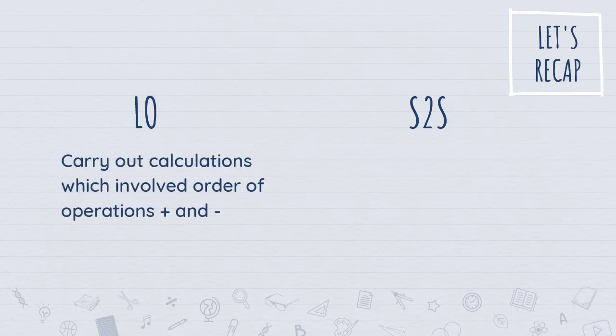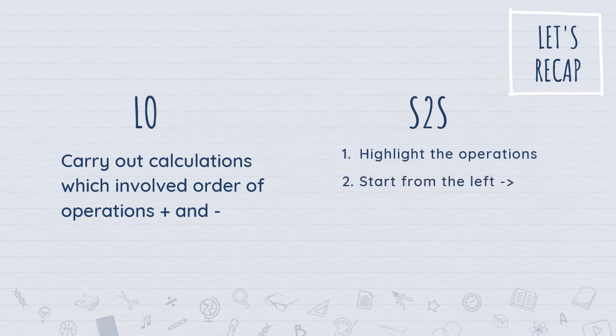Today we are carrying out calculations which involve order of operations, that is plus and minus. Our S2S for today, the first one is we need to highlight the operation. Let's see what are the operations in the expression. Step 2, we're going to start from the left. You always have to start from the left. Step 3, list out the order. So check if the first one is minus or plus, then you're going to list out the order. Step 4, carry out the calculations. You can do your side working on this.